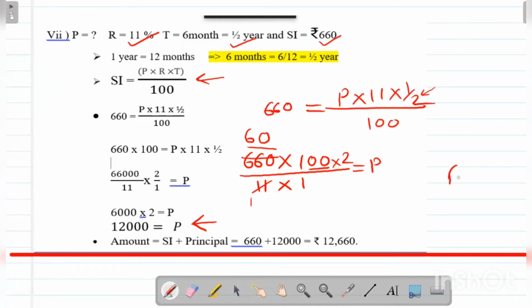Now principal is 12,000, and the interest you have given is 660. So the total amount which we need to repay is 12,660 rupees, right? So if anything is missing, you can calculate it. Sometimes the rate is missing and you have to find the rate. Sometimes time is not given, which we need to find, and other quantities are given. So using this kind of method, shifting from one side to another, you can get the things.